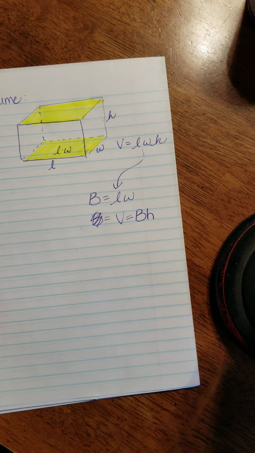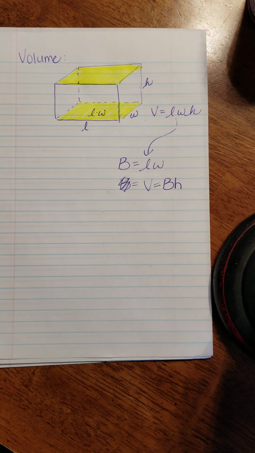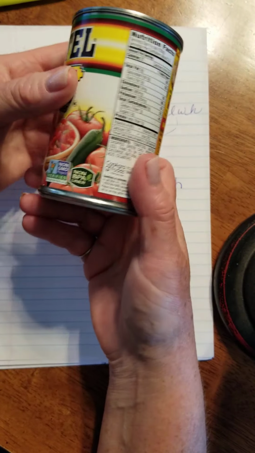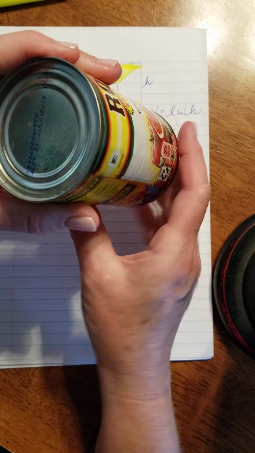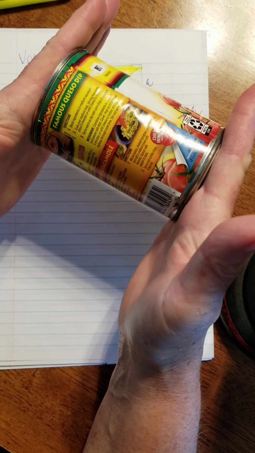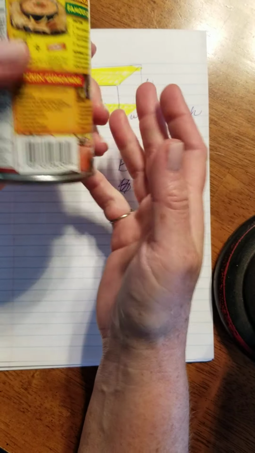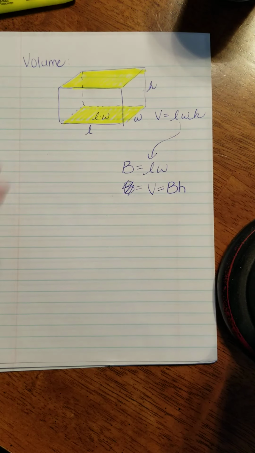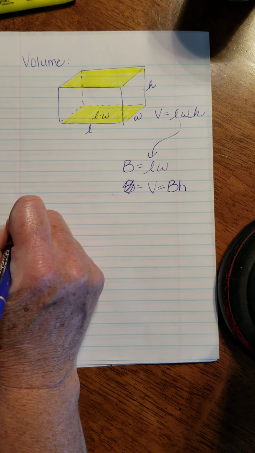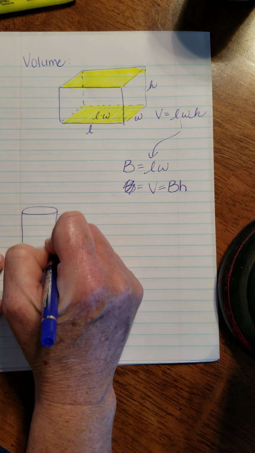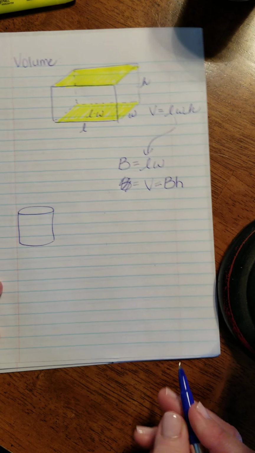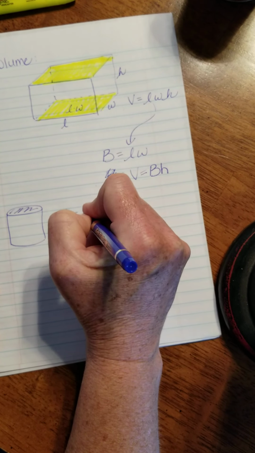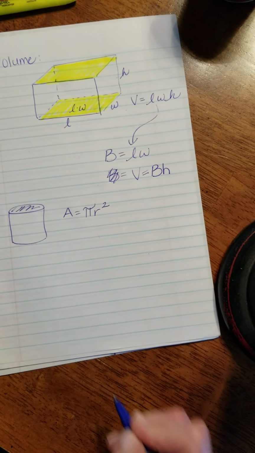So now we're going to use this formula to help us figure out the volume of cylinders. Now, it's the exact same idea. The only difference is the two parallel faces are circular. So we need to go back and think about what we learned in 7th grade about finding the area of a circle. So in 7th grade, we learned that the area of a circle is equal to pi r squared.